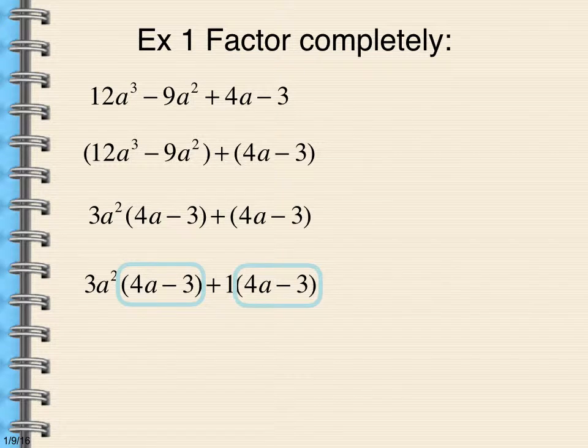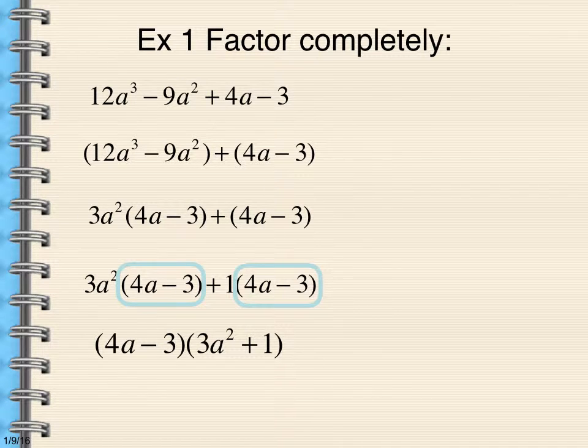So we can rewrite the expression by factoring out that 4a minus 3, leaving us with 4a minus 3 times 3a squared plus 1. And that is the factored form of the original polynomial.